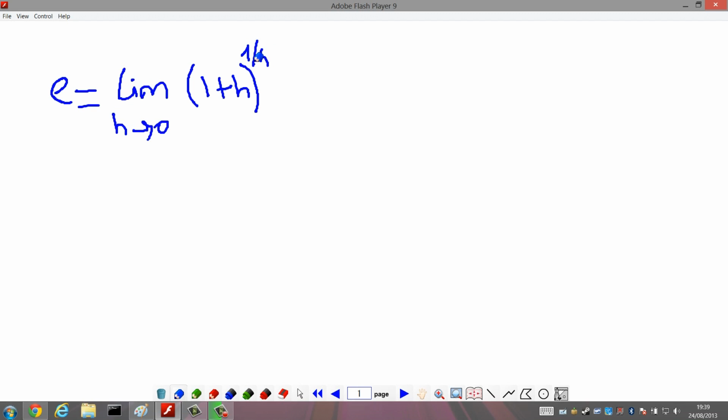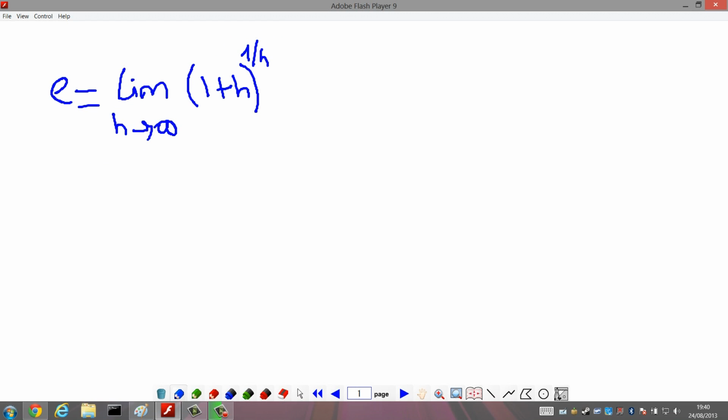Okay, let's start by the definition of e. What is e? e is defined by a limit, and this is the limit definition of e. Sorry, always making this mistake because this is infinity. As h approaches infinity, of 1 plus 1 over h raised to the power of h. This is the definition of e.